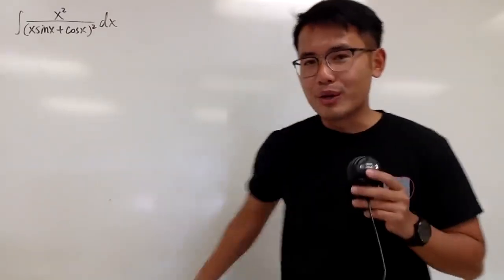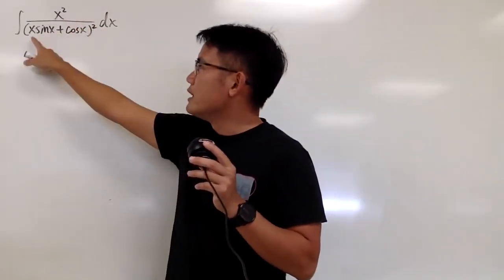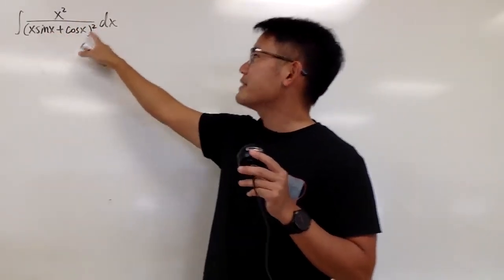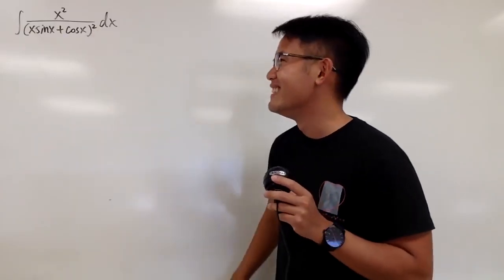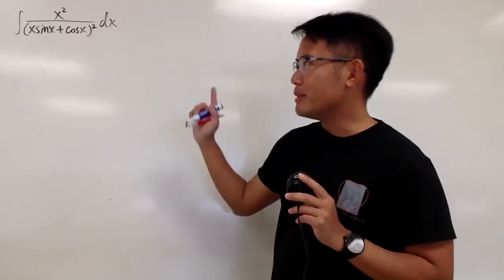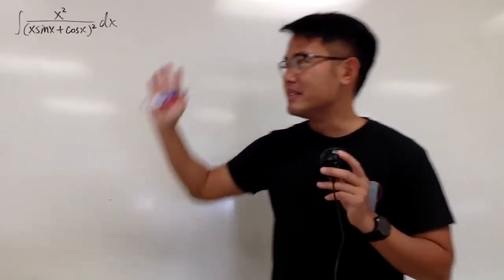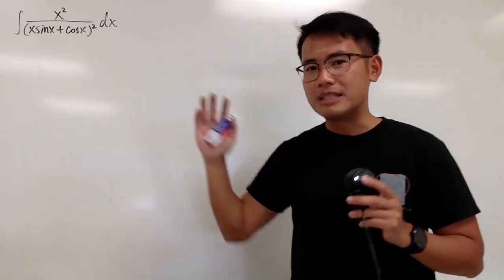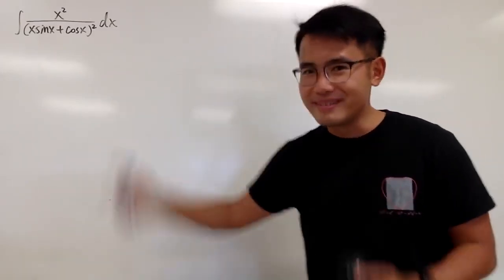Let's do some math for fun. Here we are going to integrate x squared over parentheses with x times sine x plus cosine x and then square. Yes, this seems really impossible, but this is in fact doable. Therefore, please pause the video and try this first.